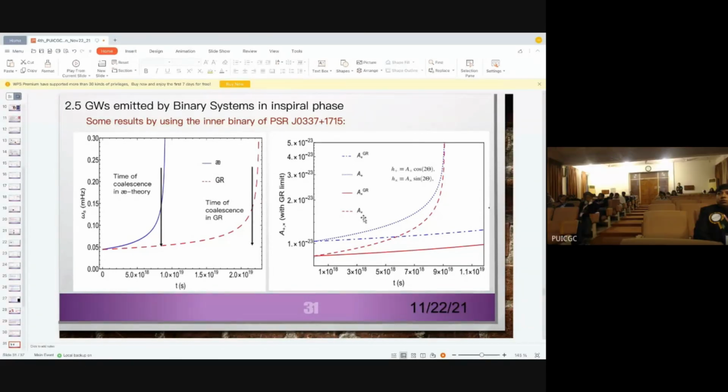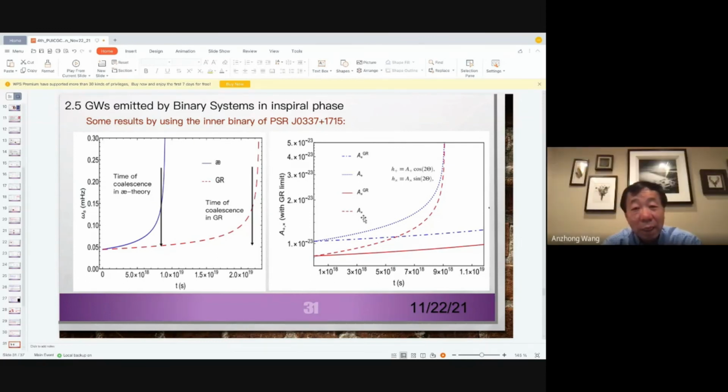So this shows the difference of gravitational waves before they merge, in the inspiral phase. As we expect, space-based detectors will observe such gravitational waves. So we think this is a very promising direction to test Einstein-ether theory.